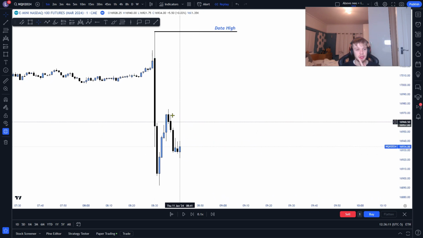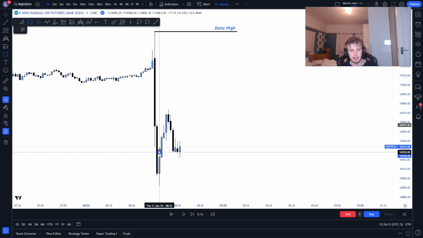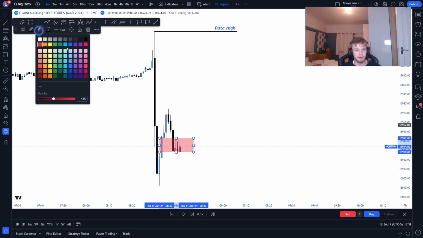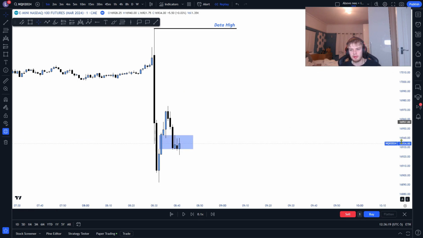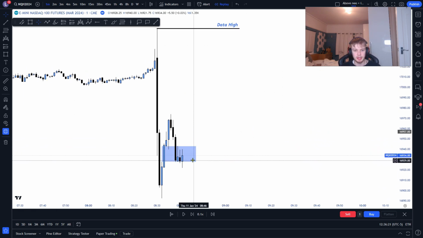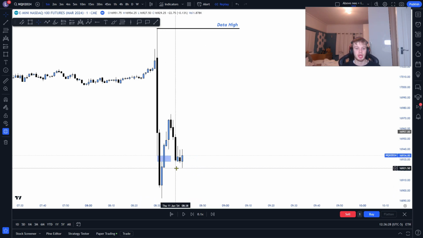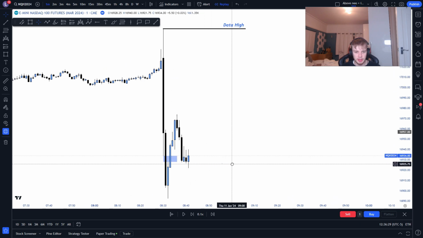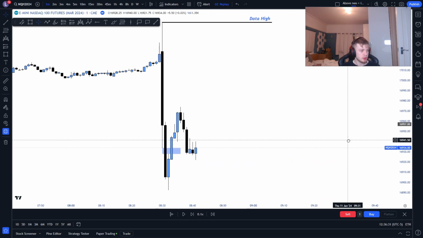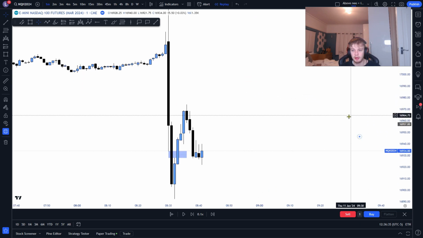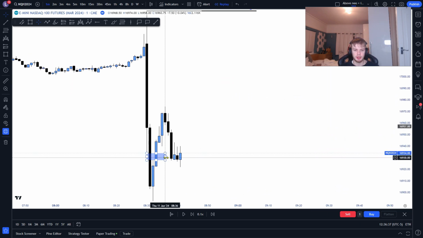Now, if you don't know, I trade a model called the inversion model. Once a fair value gap gets inversed, which all that means is once a fair value gap is disrespected, I expect price to go in the direction that it is disrespected. As you can see right here, we have this bullish fair value gap. This trading strategy is also very good on higher time frames to be able to find your daily bias.